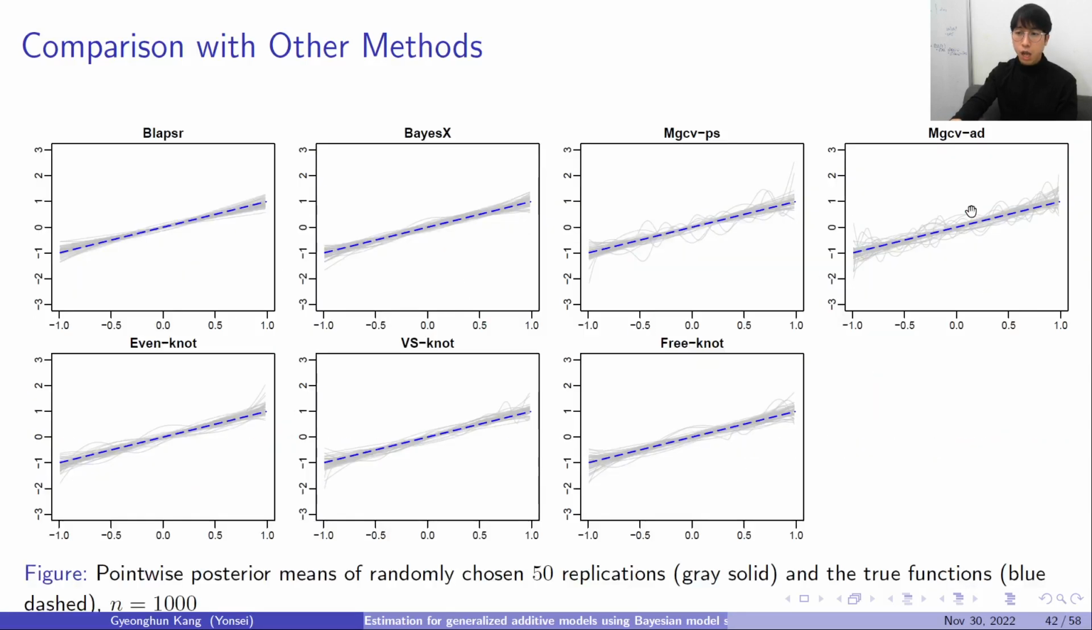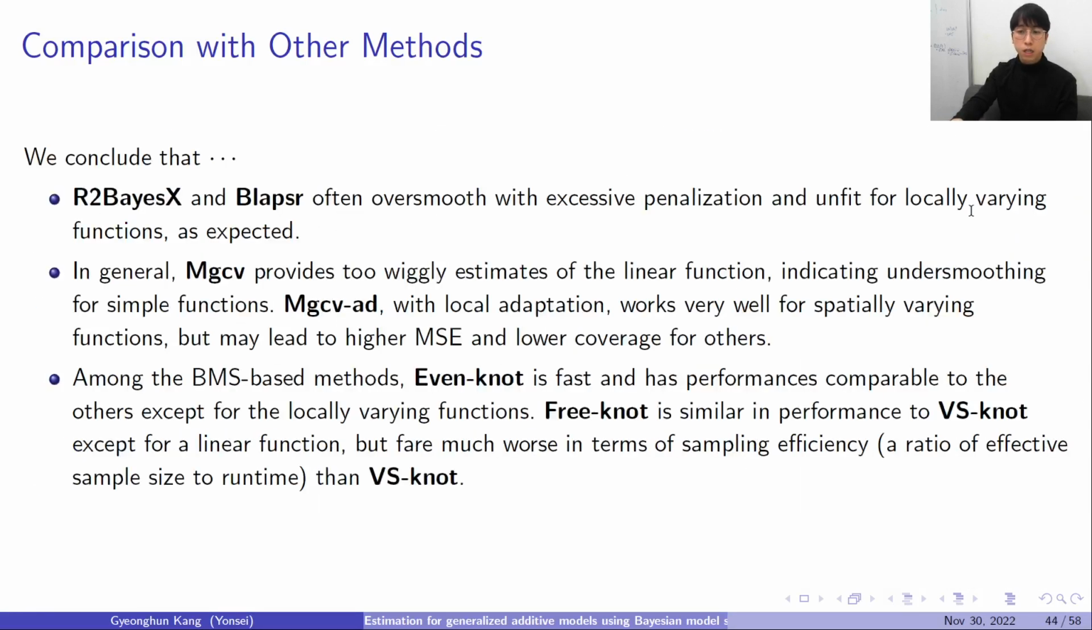complex estimates here. And another drawback for MGCB is that we do not know in practice whether the function is locally varying or not locally varying. There's no way for us to know that in advance, but MGCB users have to set their option in advance. So that's unrealistic in many cases.